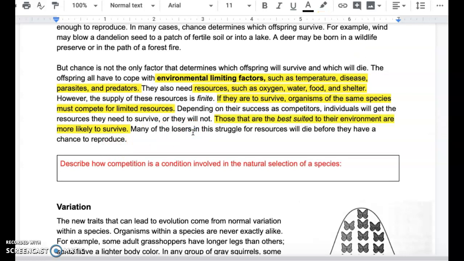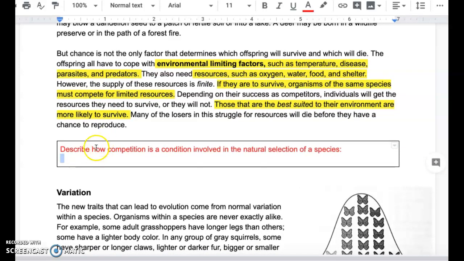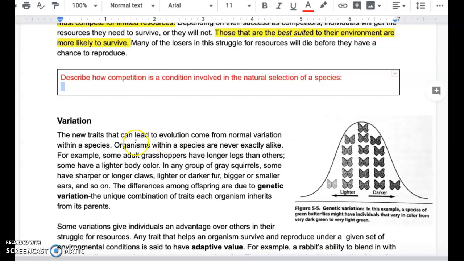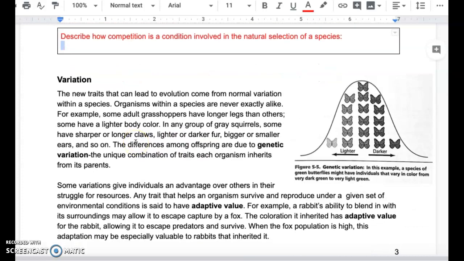Many of the losers, the ones who didn't have those traits that help them get those resources, will struggle to get the resources or they will die before they have a chance to reproduce. So right now you're going to pause and describe how competition is a condition involved in the natural selection of a species. Pause and then press play when you're ready to move on.